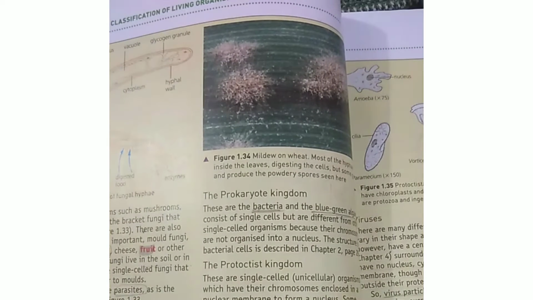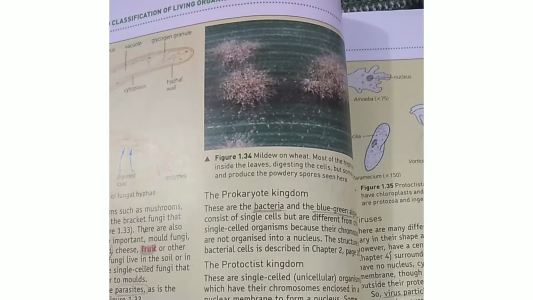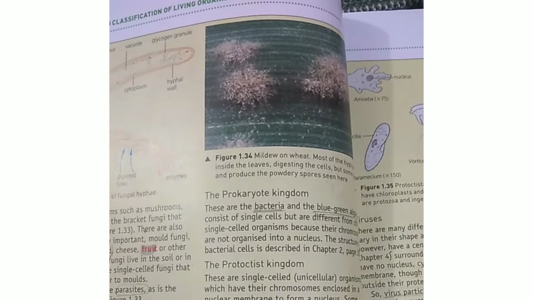Okay, so the next kingdoms are the prokaryotic kingdom and the protoctist kingdom. The main difference between these two kingdoms is the distinct nucleus. Prokaryotic organisms, as we know, do not have a distinct nucleus, so the chromosomes are not arranged in that kingdom, including in the prokaryotes.